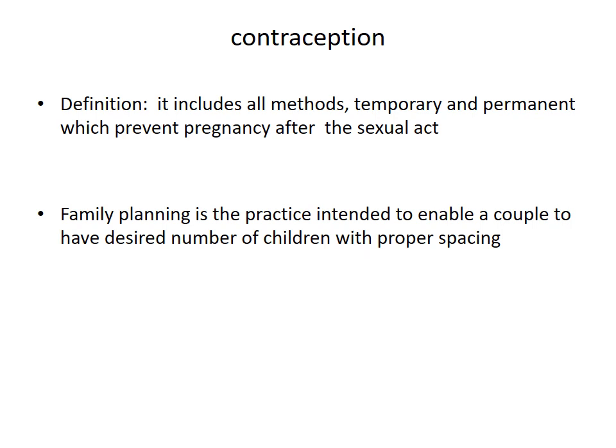So contraception by definition includes all the methods, temporary and permanent, which prevent pregnancy after a sexual act. And family planning is a practice which is intended to enable a couple to have the desired number of children with proper spacing. So one thing is that we have certain temporary measures and we have certain permanent measures.